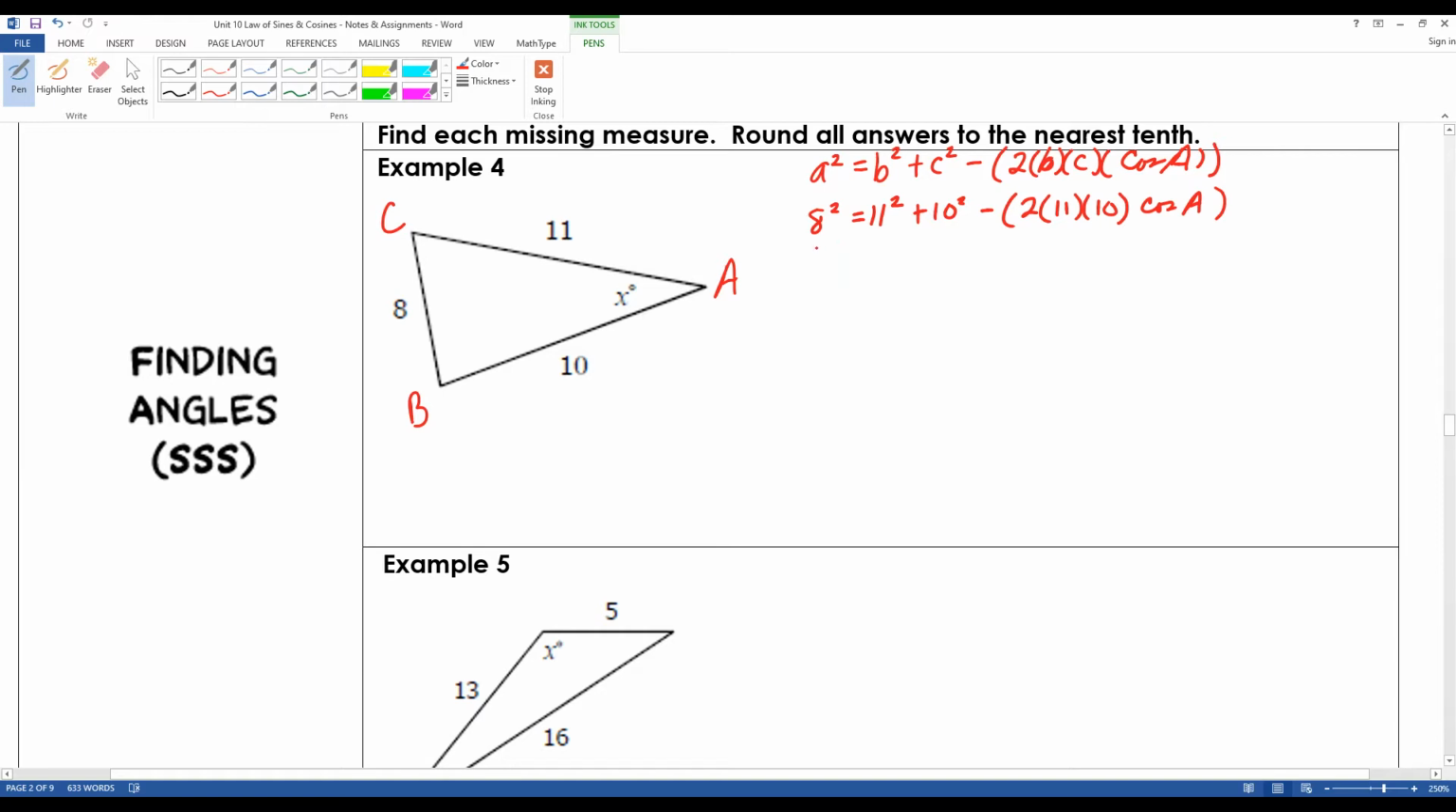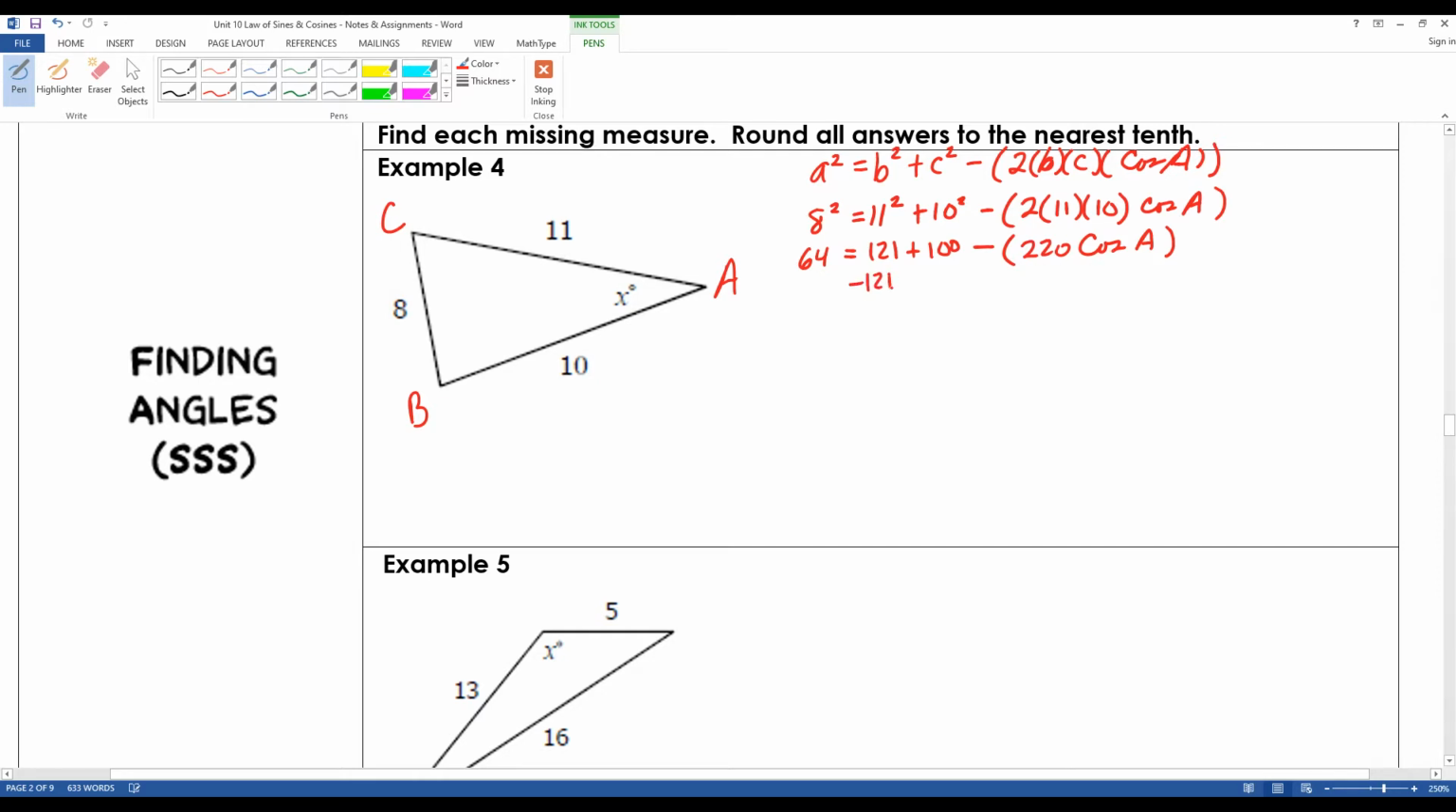So this can take some calculating. This is 64 equals 121 plus 100 minus, and then we have 2 times 11 times 10. So that's 22 times 10, so 220 times the cosine of A. All right, so now let's see if we can get this 220 cosine of A by itself.